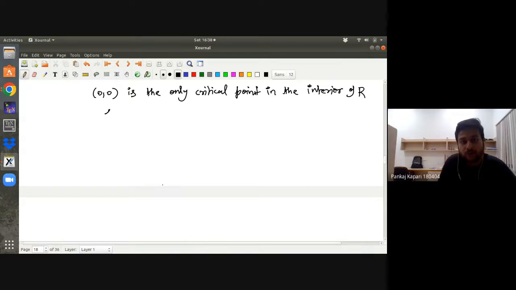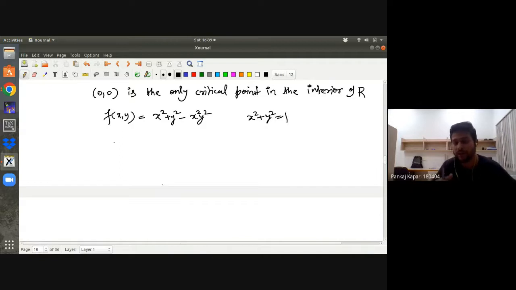Now we again have to find the maximum and minimum value of the given function, x square plus y square minus x square into y square, subject to the condition that x square plus y square is equal to 1. That is, the point of maxima or minima lies on the boundary of the disk. This condition gives a constraint on the values of x and y: the point has to lie on the circle of radius 1.